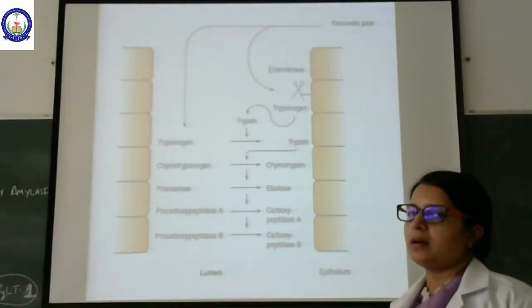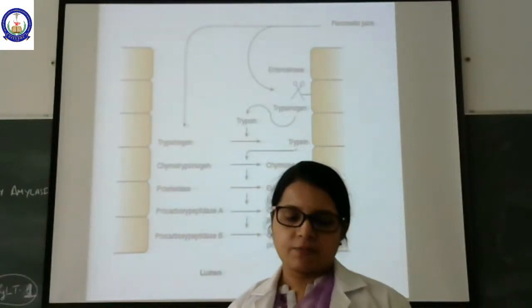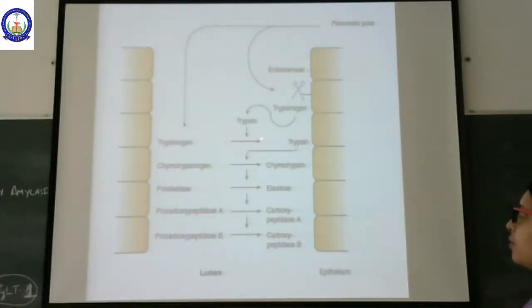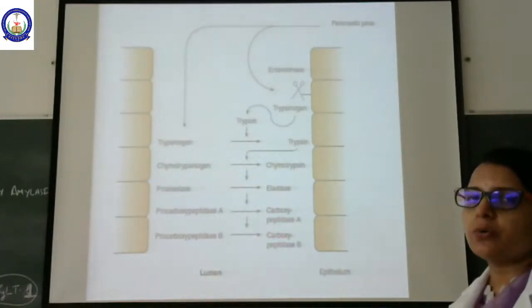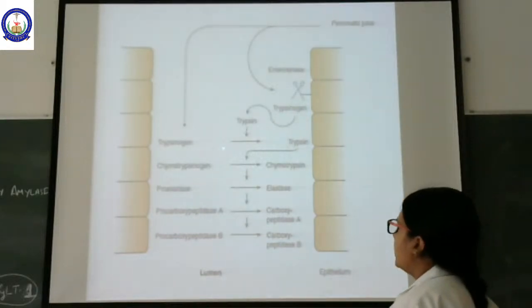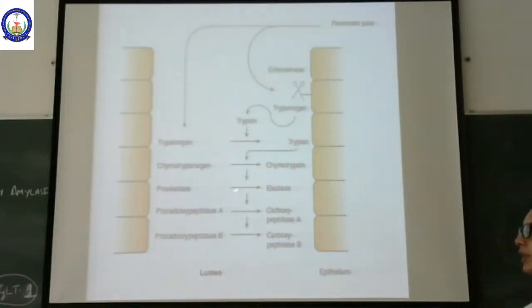So the main rate limiting step for the digestion of proteins is the formation of trypsin. Okay, trypsin will be present in the inactive form trypsinogen. This trypsinogen is converted to the active form, that is trypsin, by the enterokinase. Okay, so that is very important. Only when trypsin is formed does it lead to the formation of the active forms of chymotrypsin, elastase, carboxypeptidase A, and carboxypeptidase B.